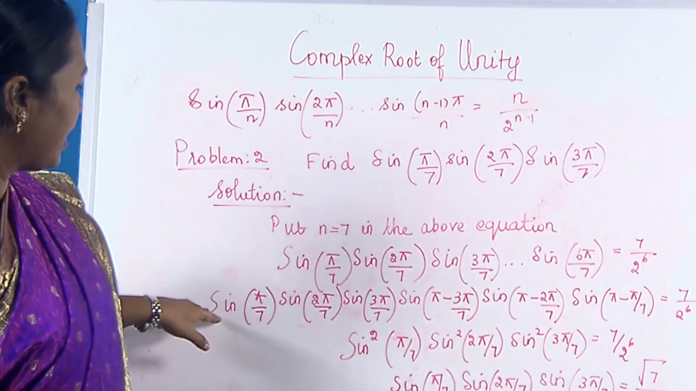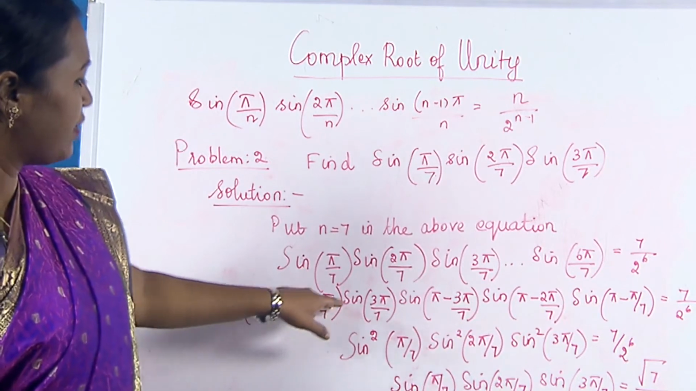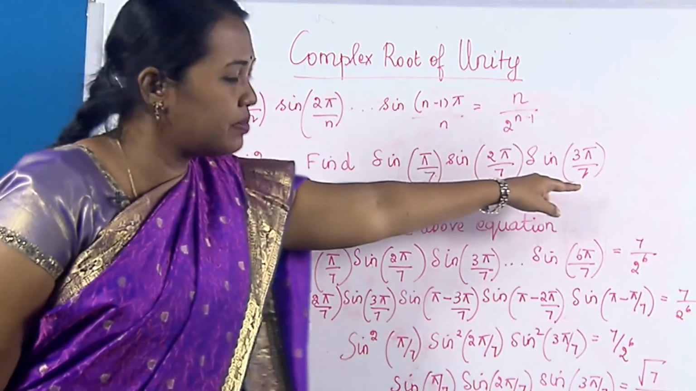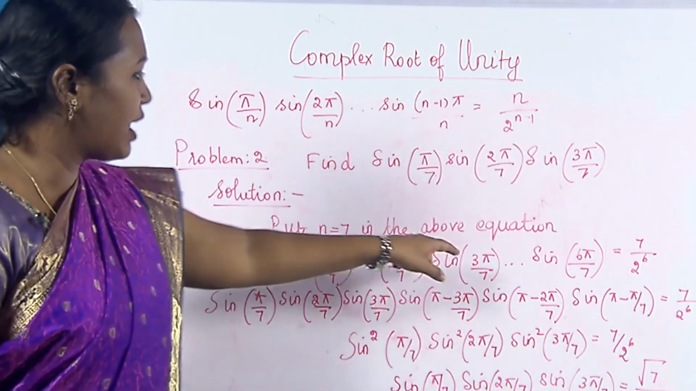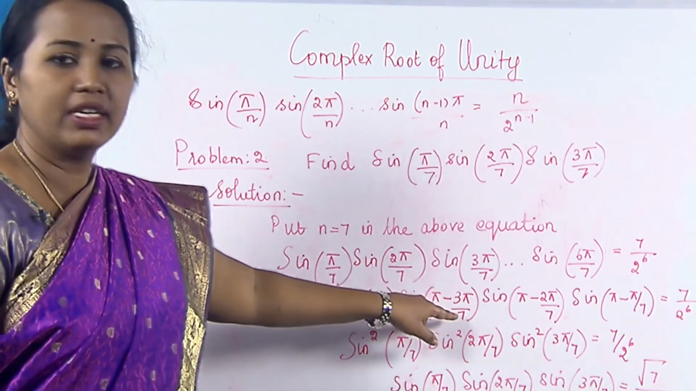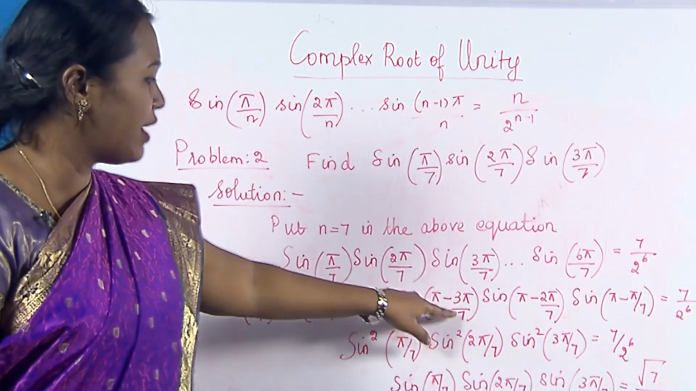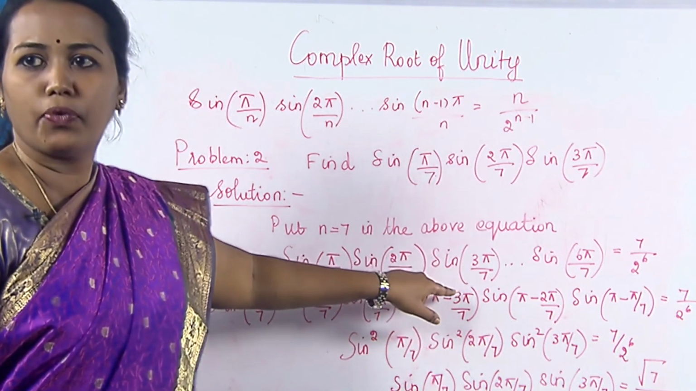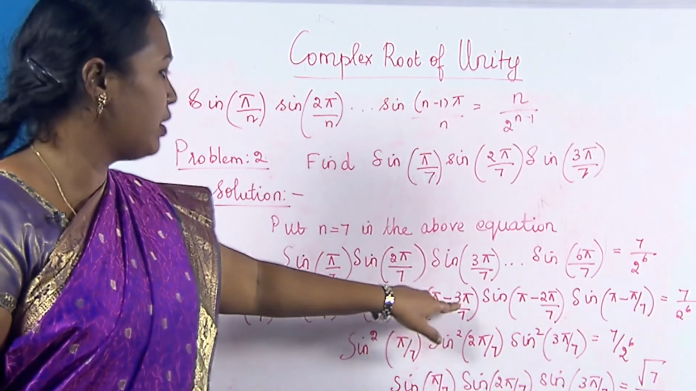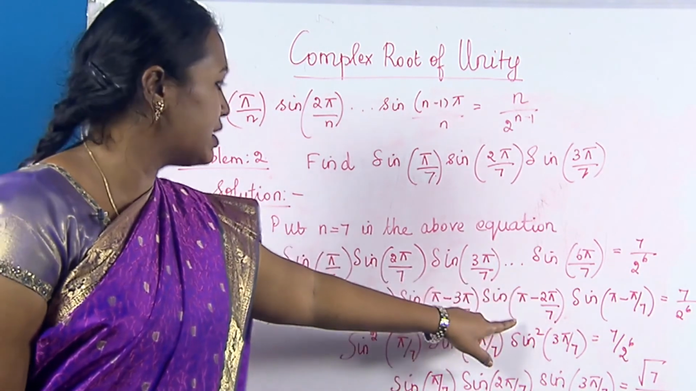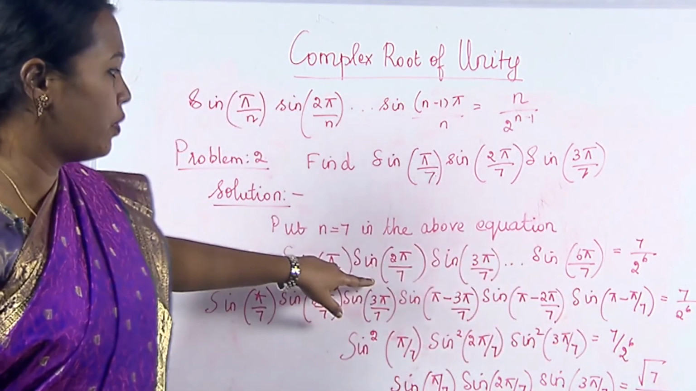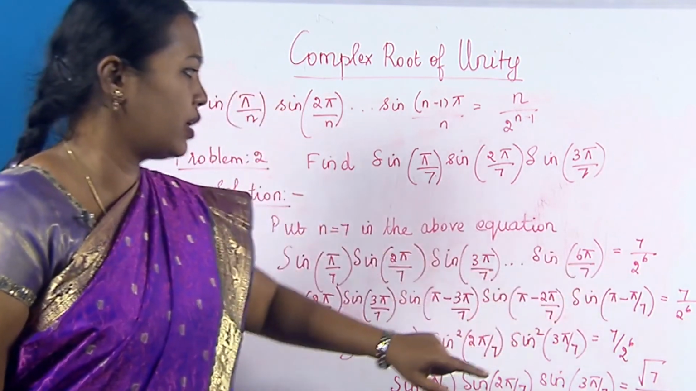And sin pi by 7, sin 2 pi by 7, sin 3 pi by 7, we can keep as such because they are the required terms given in the problem. But sin 4 pi by 7 can be written as sin of pi minus 3 pi by 7. If you calculate, it becomes 7 pi minus 3 pi, so it is 4 pi by 7. And so, sin of pi minus 3 pi by 7, sin of pi minus 2 pi by 7, sin of pi minus pi by 7, and therefore, instead of these terms we have substituted like this.